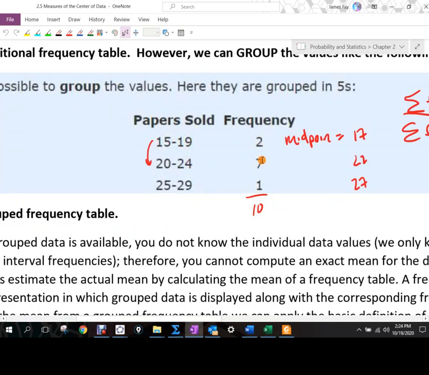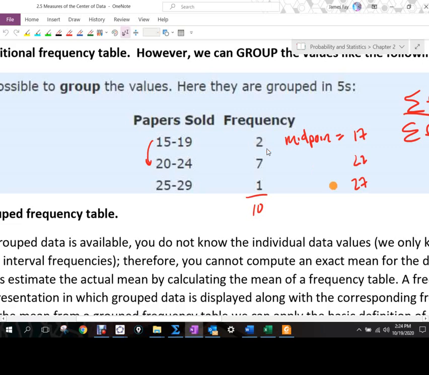20 to 24 happened 7 times. But I didn't know, maybe these two represent 15, and then it was 0 for 16, 0 for 17, 0 for 18, 0 for 19, right? Or maybe those two actually represented 18, and it was 0 for the others. Or maybe one was 16 and one was 17. Does that kind of make sense? Because I don't know what the raw data was, I can't guarantee or verify what that frequency represented.